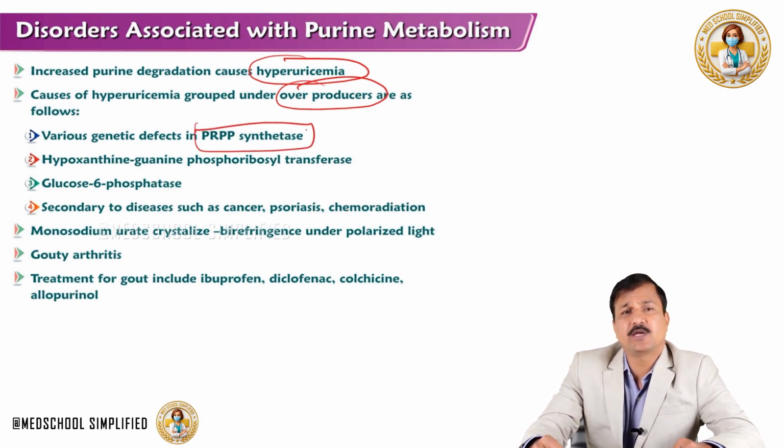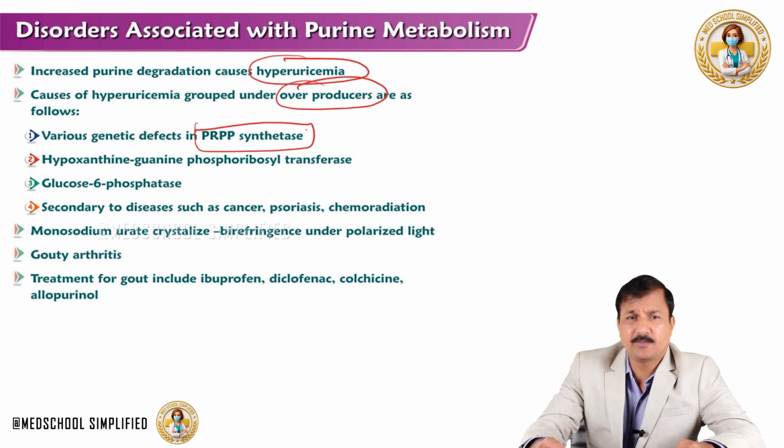Overproduction of uric acid may be because of a genetic defect in the PRPP synthetase enzyme. Whenever PRPP synthetase enzyme activity is increased, it will lead to excess levels of PRPP, which will promote de novo purine biosynthesis, and also de novo pyrimidine biosynthesis. But pyrimidine degradation products are water soluble, whereas the purine degradation product is uric acid. So that will lead to hyperuricemia.